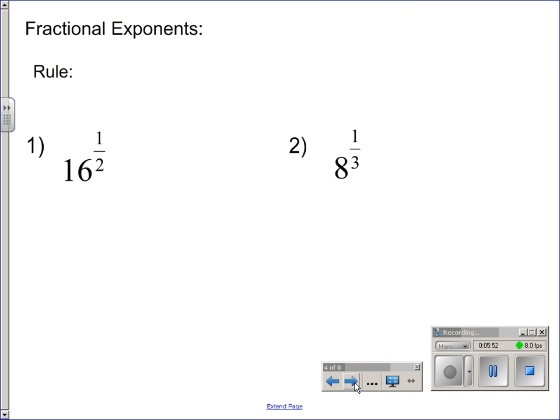The rule. If you have x to the m over n as a fraction, n is your root, and m is your exponent, your power. The power goes on top, and n is your root, which goes underneath.